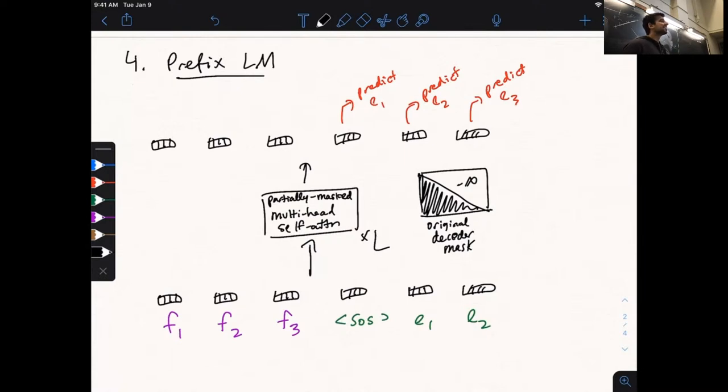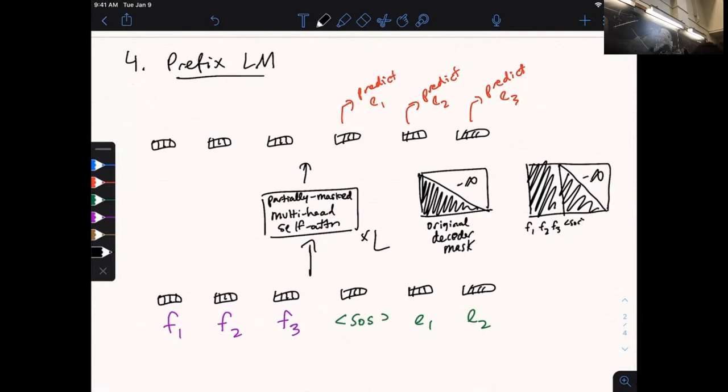And now, what do you think this prefix LM mask looks like if this was the original mask? No, it does not look like the reverse. Yeah, so it looks something like this, where for some part of the sentence, it's fully unmasked, and then for the other part, it's masked. This is associated with F1, F2, F3. The part after the full unmasking ends is associated with the English side. Does that make sense to everyone?